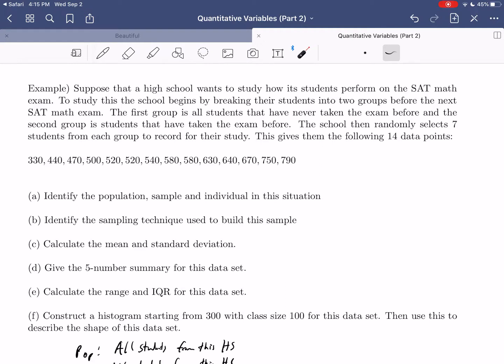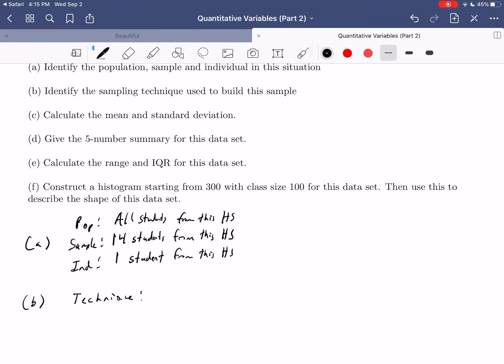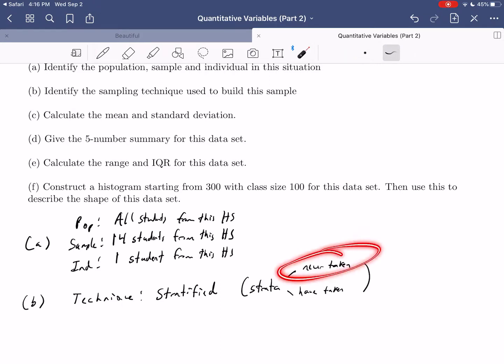Now you will notice that it does say that they do an initial classification. They have 2 groups, students that have never taken the exam, students that have taken the exam, and they select 7 students from each. So in other words, they make sure that they get 7 students that have never taken it and 7 that have. That is stratification. There's an initial classification. So this is a stratified sample, and the strata are never taken and have taken. Okay? So there's 2 strata, all the students who have never taken the exam, all the students that have taken the exam.